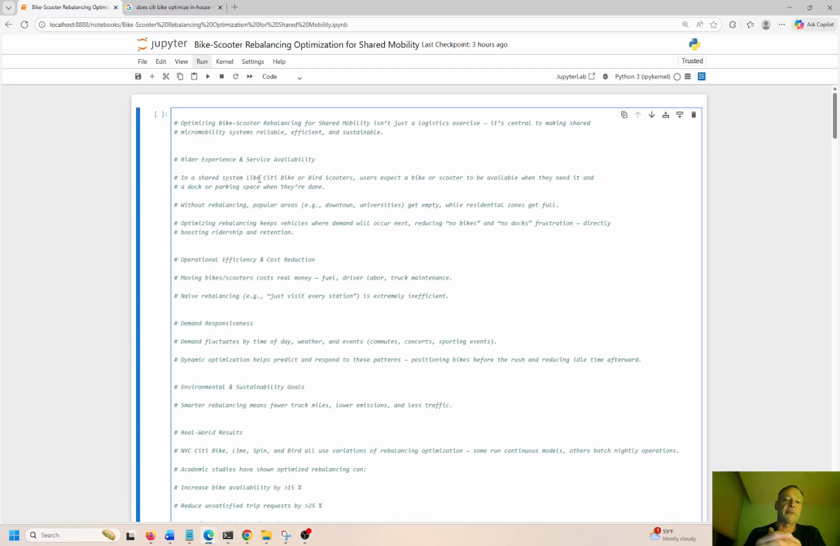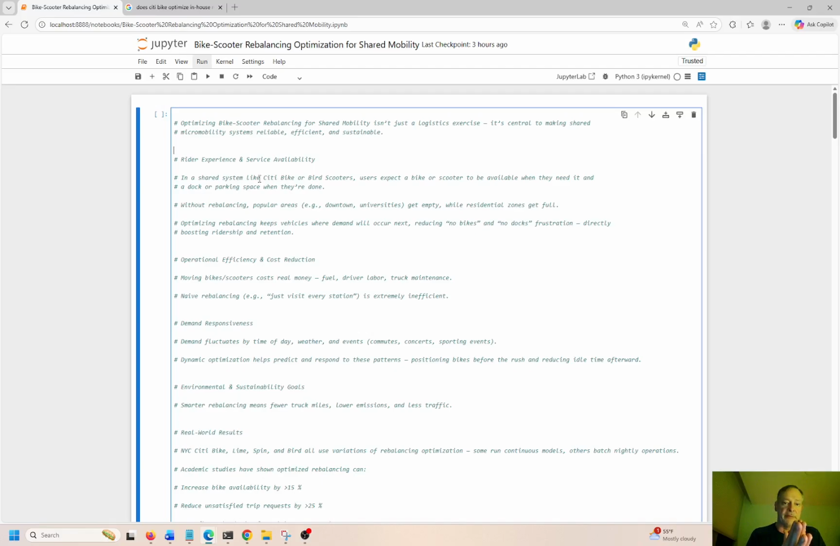In a shared system like Citi Bike, it's just more efficient. It saves time, it saves resources, it saves gas. These guys have to drive around in a truck and load all the bikes onto the truck. If you have a station that has a whole bunch of bikes, you redistribute them around to the stations that don't have a whole lot of bikes.